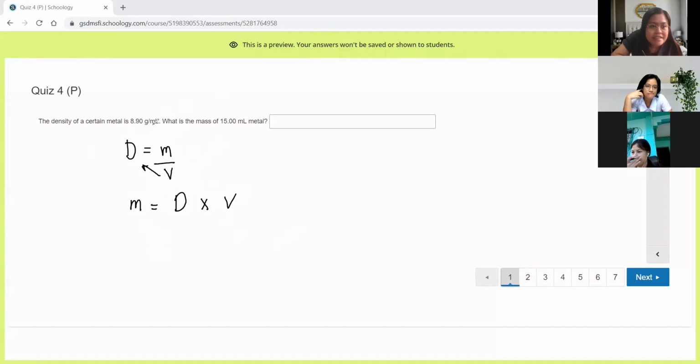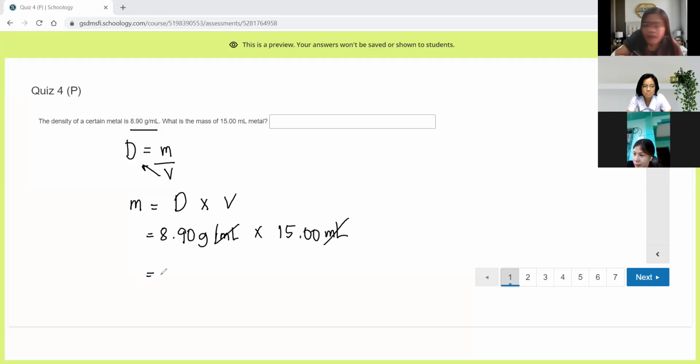Now, the given density, if you read the problem, is 8.90 grams per ml. The given volume is 15.00 ml. We'll just multiply, cancel the ml, and 8.90 times 15.00 is 133.5 grams. Now, what's my instruction? You have to follow the rules for significant figures.